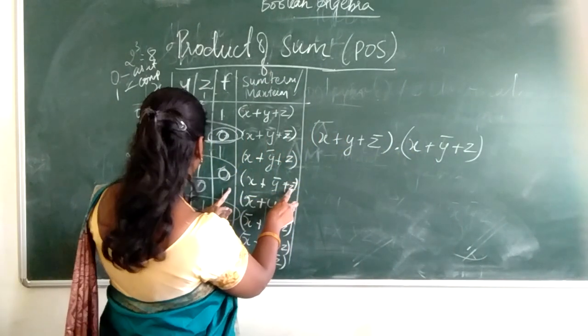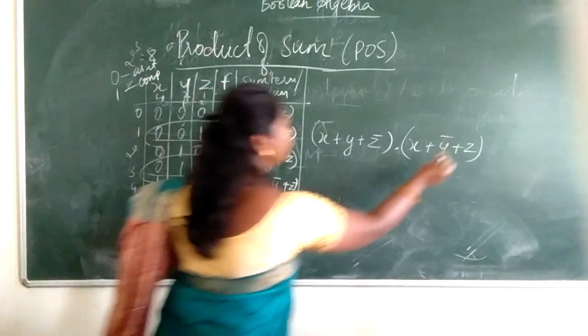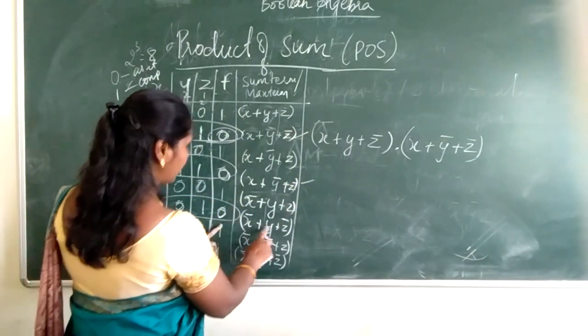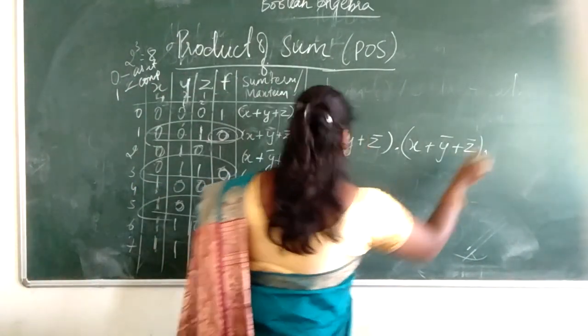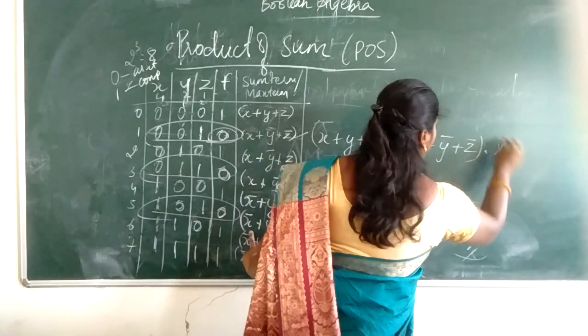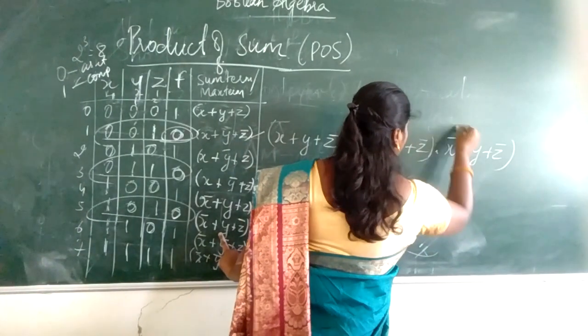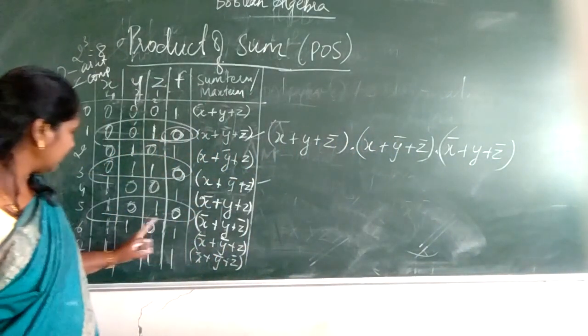Okay, z bar. Yeah, z bar. Next, these two finish. Next, which has the output here? Here. Next, into x bar plus y plus z bar. See, once again I am telling.